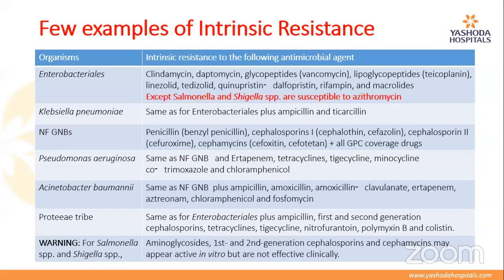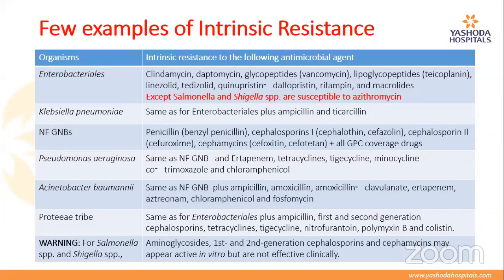Citrobacter and Enterobacter species are also Enterobacterales. So apart from the Enterobacterales intrinsic resistance, the first and second generation cephalosporins, amoxiclav, and ampicillin-sulbactam are inherently resistant. For gram-positive bacteria, including Staphylococcus aureus, azithromycin, polymyxin B, colistin, and nalidixic acid should not be tested because they are intrinsically resistant.